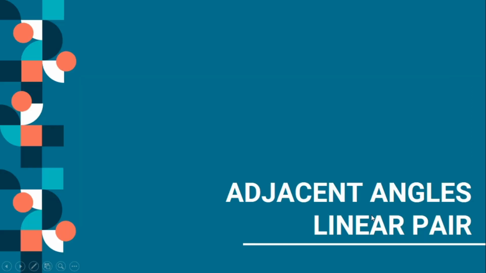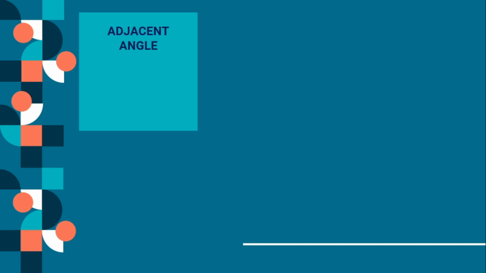Next, we're done with complementary and supplementary. Let's talk about the adjacent angles and linear pair. So what do we mean by adjacent angle? Pag sinabi nating adjacent angle, two angles with common vertex, unang condition, it should have common vertex. Pangalawa, it should have a common side, but there are no common interior points.